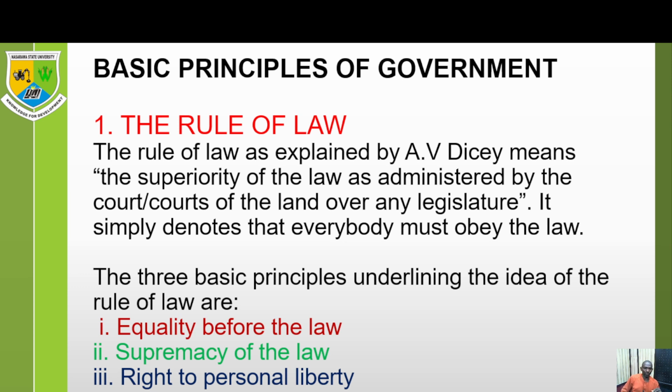I know the first thing that will come into your mind, having understood the concept of politics, the next thing that will come into your mind is the rule of the law. Here we have the three basic principles underlying the idea of the rule of the law. The rule of the law emphasizes that there must be equality before the law. The second aspect has to do with the supremacy of the law. The third aspect of it is the right to personal liberty, and it is enshrined in the Nigerian Constitution.